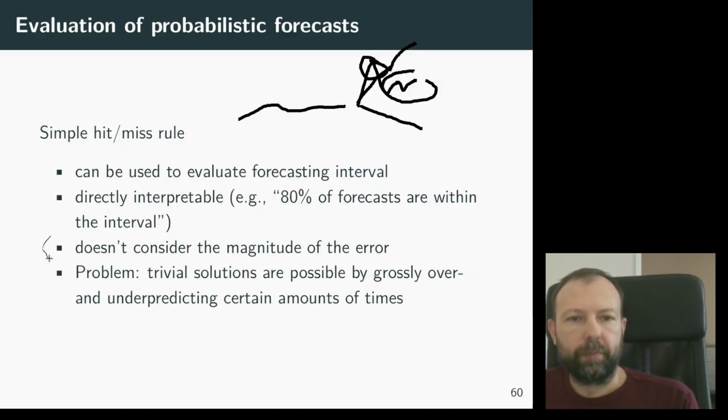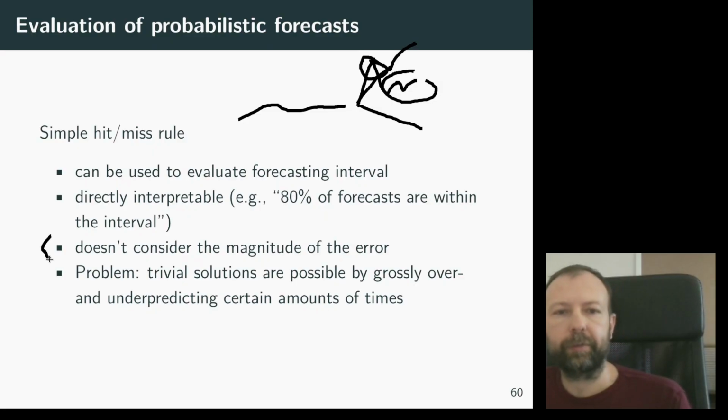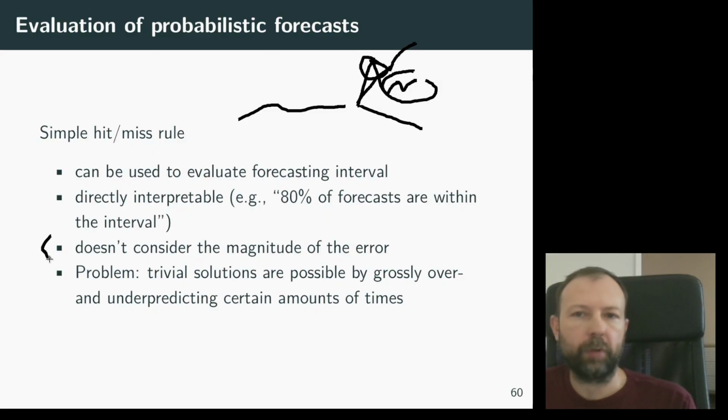So it's a good first evaluation, but it doesn't tell you the full story. It doesn't consider the magnitude of the error. It just tells you if you are inside or outside. It doesn't tell you how far you are outside, for example. And another big problem is that there are trivial solutions possible by just grossly over and under predicting certain amounts of times, right?